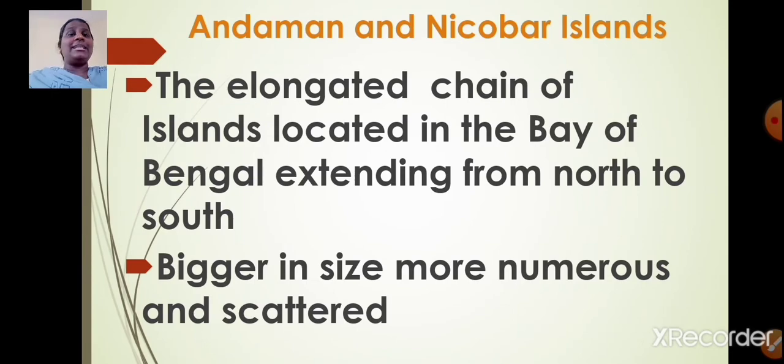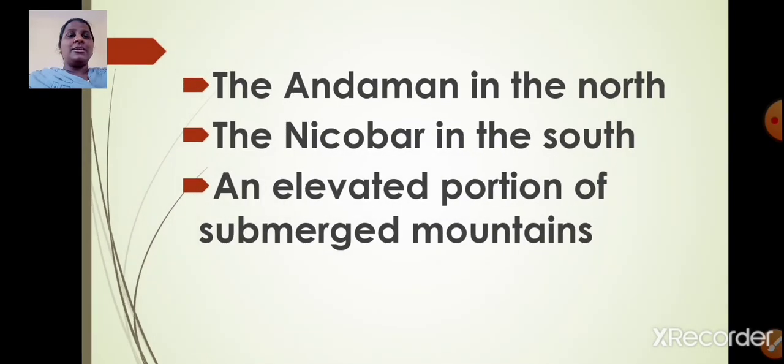Now let us learn about the Andaman and Nicobar Islands. The elongated chain of islands located in the Bay of Bengal, extending from north to south. They are bigger in size, more numerous, and they are scattered. Have a look over here, students. You will understand that this entire island is divided into two. That is the Andaman in the north and the Nicobar in the south.